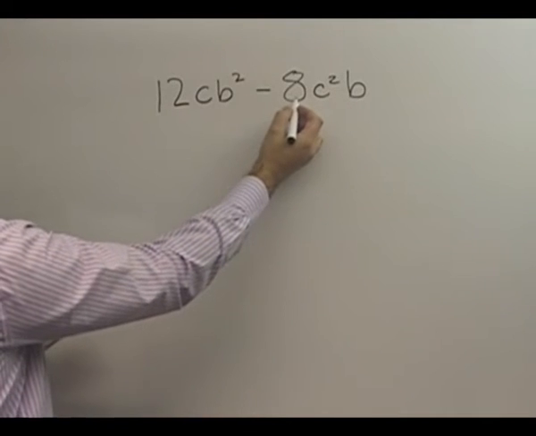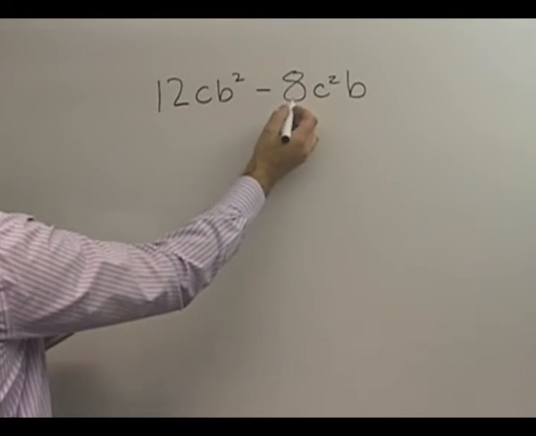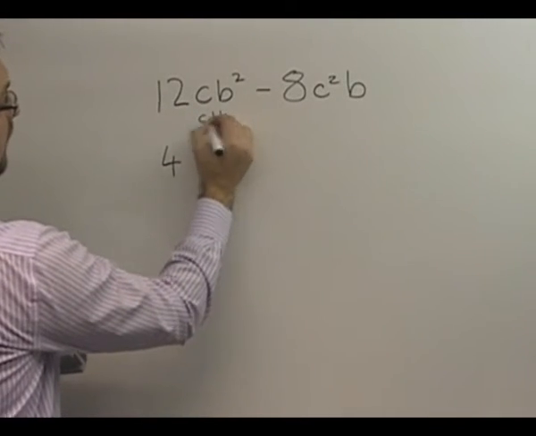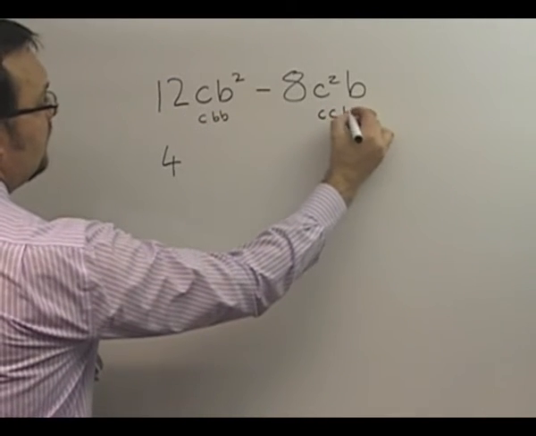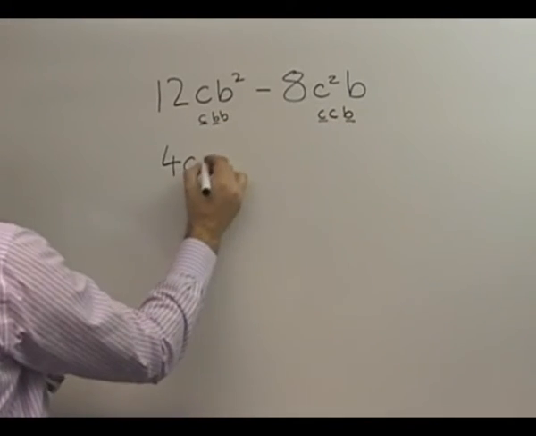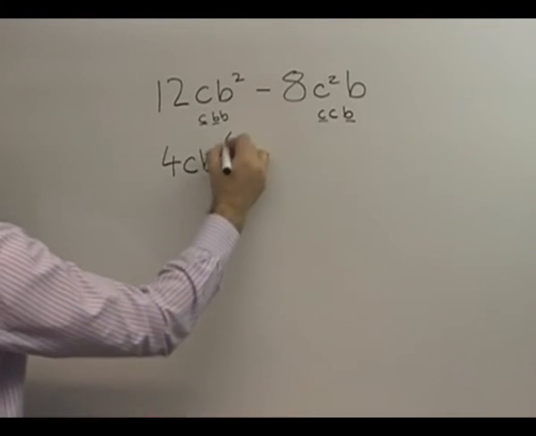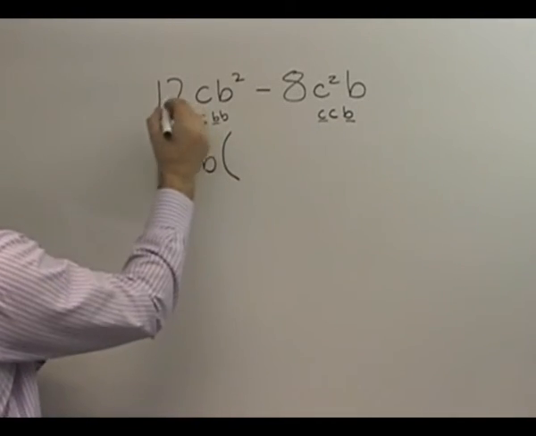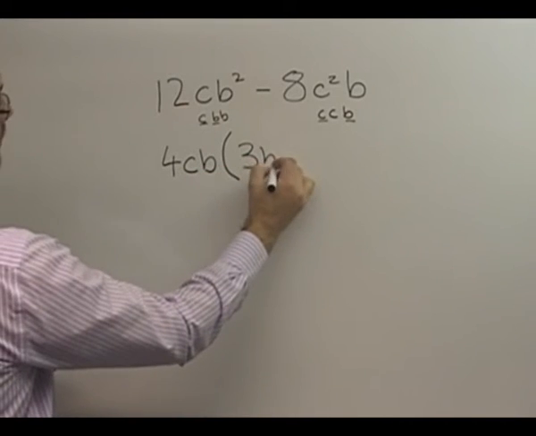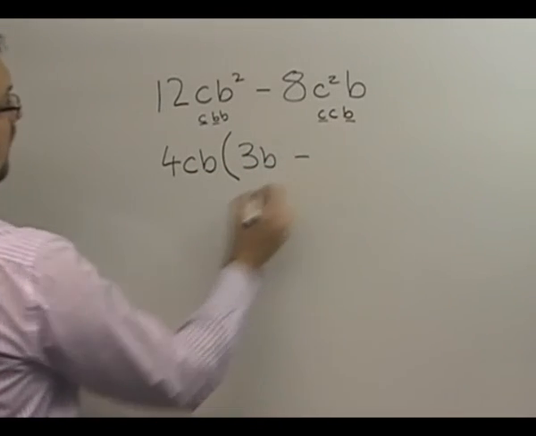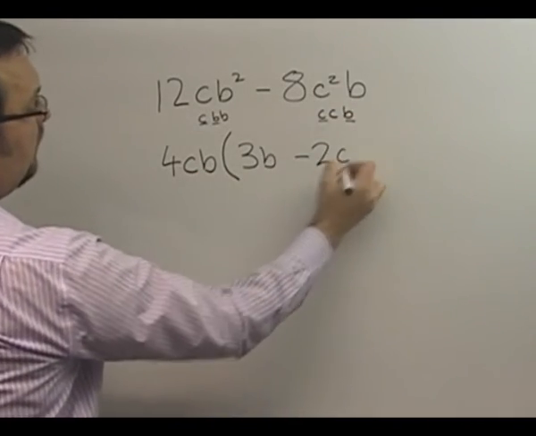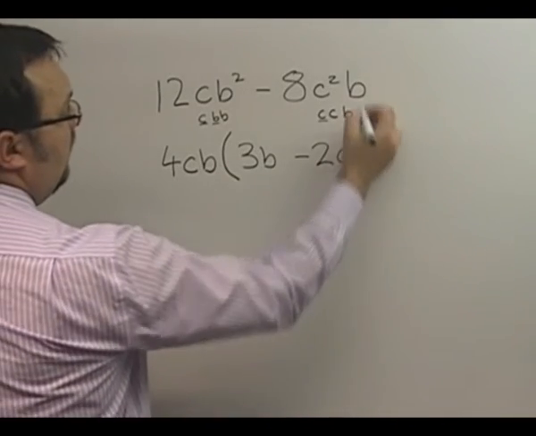What goes into 12 and 8? What's a factor of both those numbers? Well, 4 is the biggest number that goes into both. Now here, I've got c, b, b, c times b times b, and here I've got c times b. So, I've got a c in common, and I've got a b in common, so I can take c and b to factorise. So 4cb has got to become 12cb squared. So 4 times 3 is 12. c stays the same, and b times b is b squared. And then I'm going to take away 4 times 2 is 8. c times c gives me c squared, and the b stays the same.